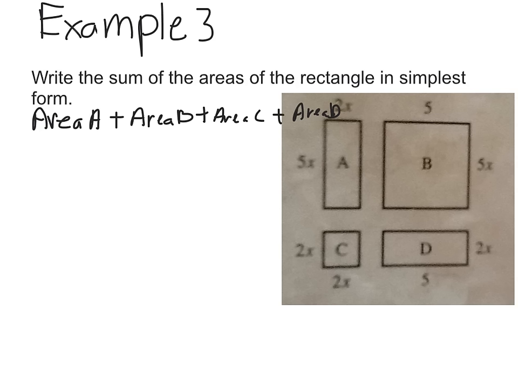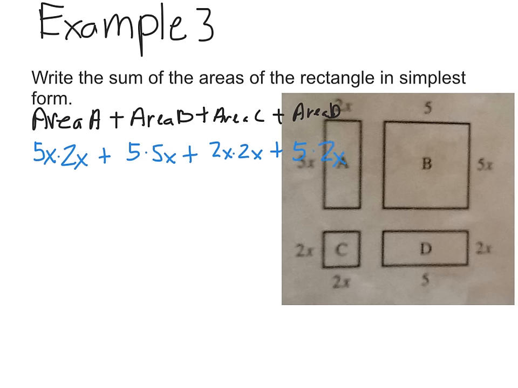Okay, so to do this, we all know to find the area of a rectangle that we multiply the length times the width. So for the area of A, I'm going to do 5x times 2x. And I'm going to add to that, the area of B is going to be 5 times 5x plus the area of C, I need to do 2x times 2x, and then the area of D, I need to do 5 times 2x.